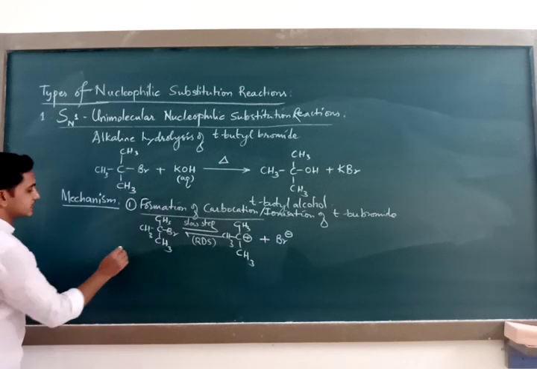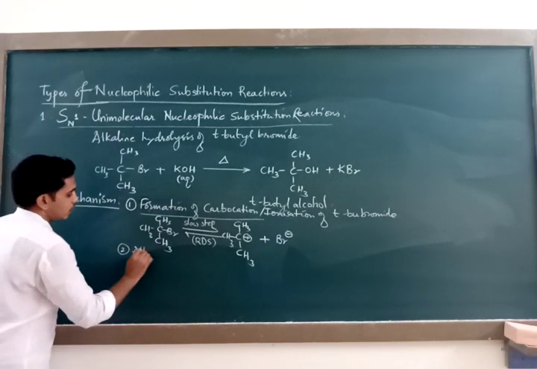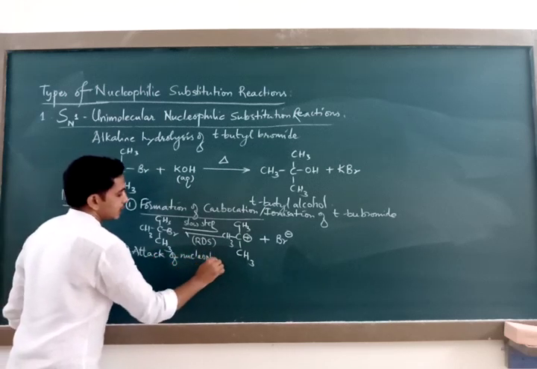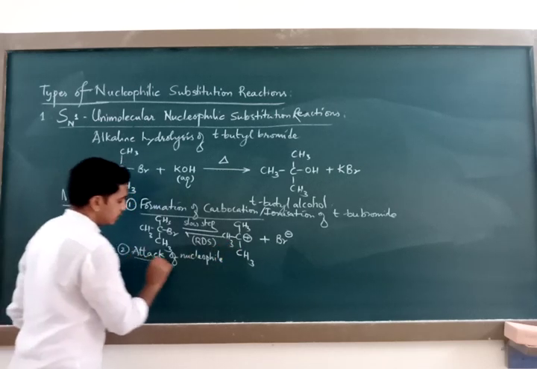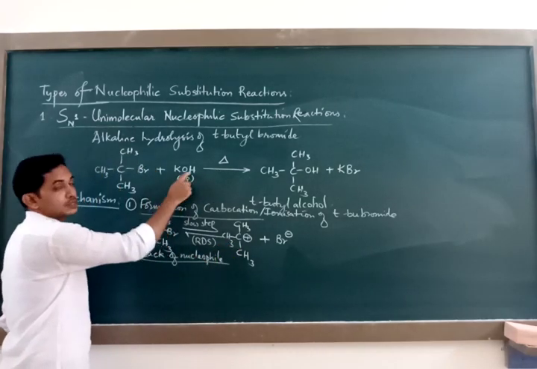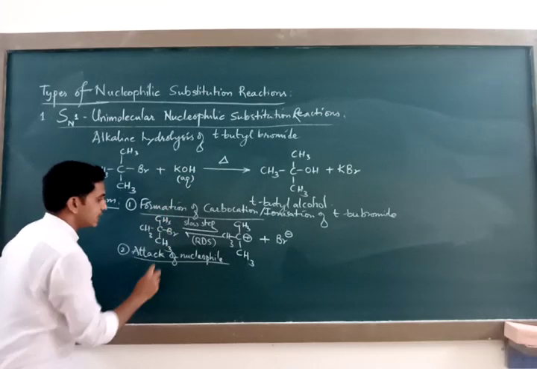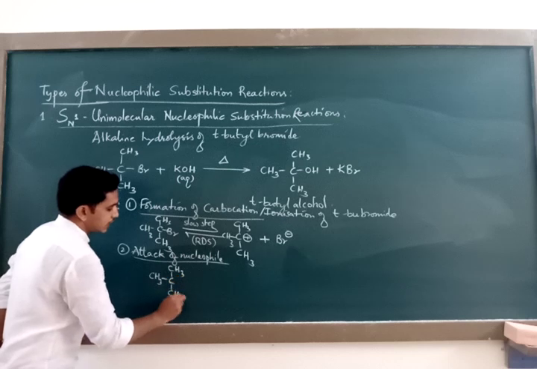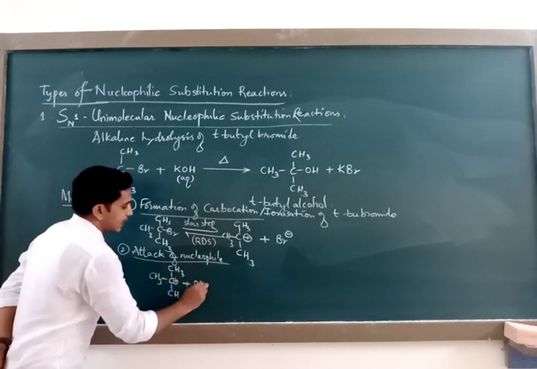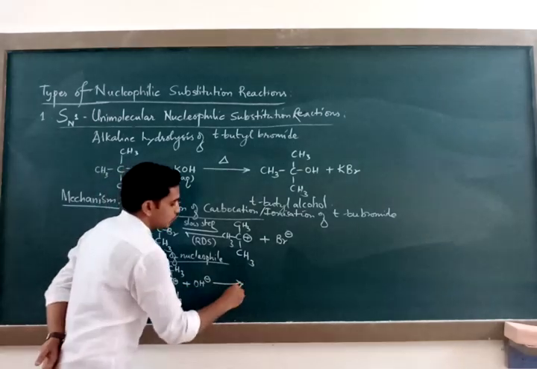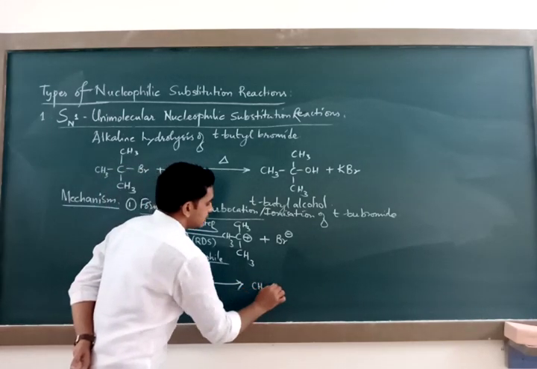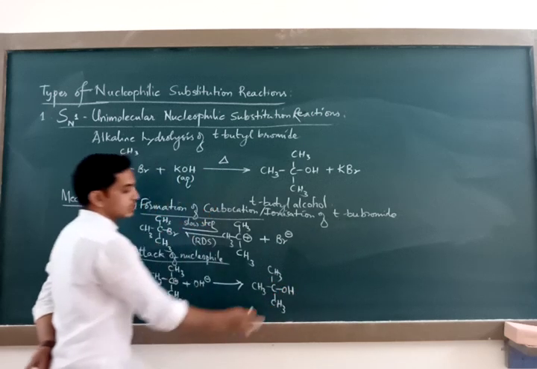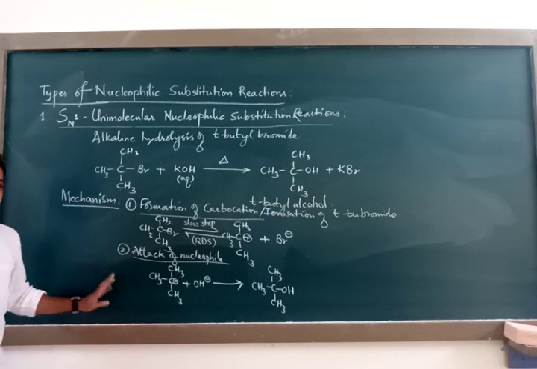Now, in the second step, attack of nucleophile takes place. Which nucleophile should be attacking now to this carbocation? Exactly, it is OH minus. So when OH minus attacks, you see this carbocation, tertiary butyl carbocation, gets attacked by a nucleophile to give you the main product CH3, CH3, CH3, OH. It is tertiary butyl alcohol. So there are only two steps in this mechanism.